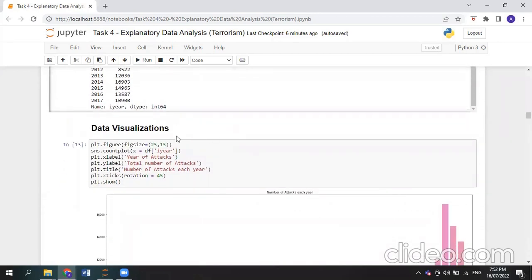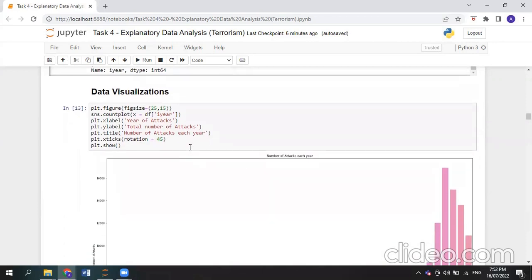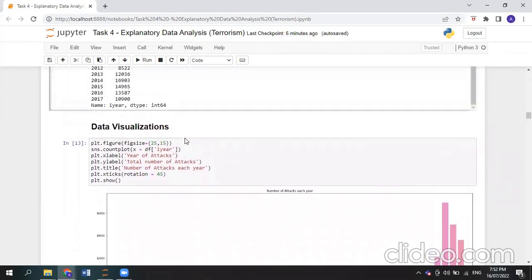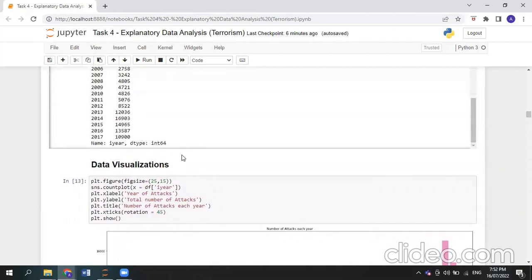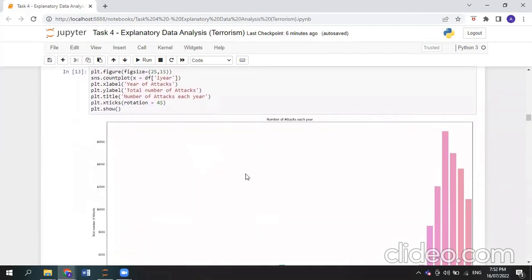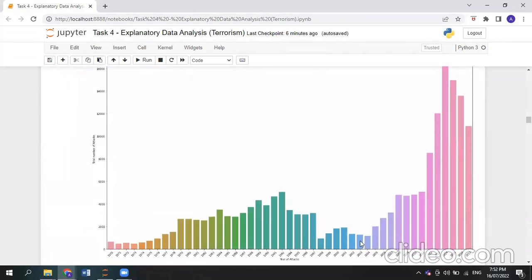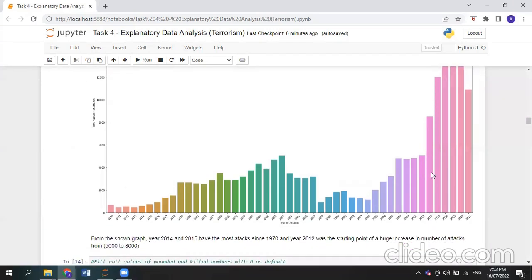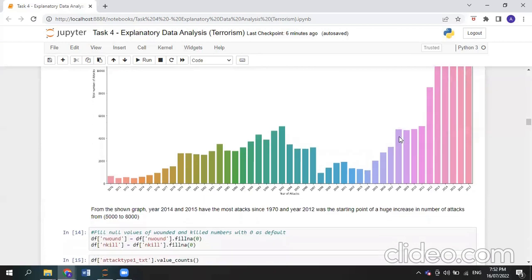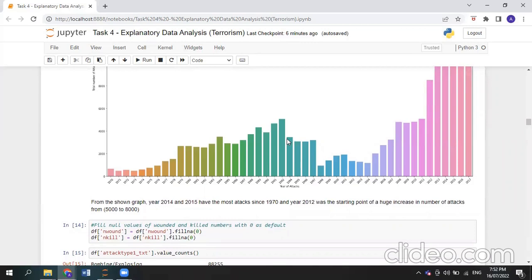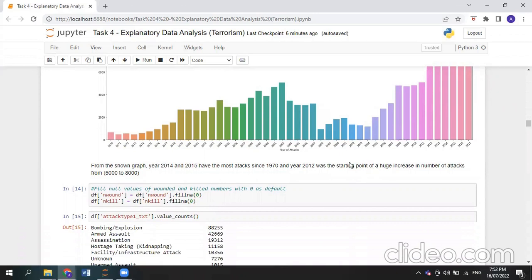Here we begin our data visualizations. We draw a bar chart of each year's attacks, as we mentioned above, among the number of attacks for each year. As we can see here, the most number of attacks happened in 2014. The number of attacks increased in 2012 with a high range. It was close to each other from 1970 to 2011.